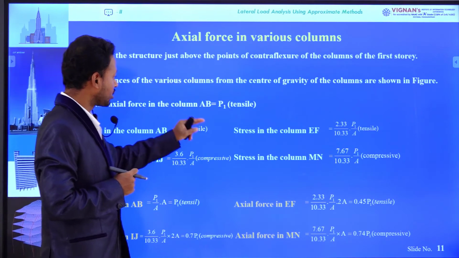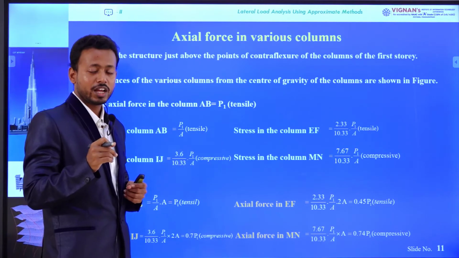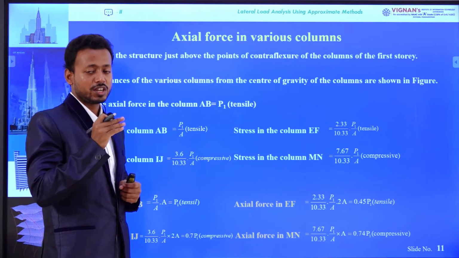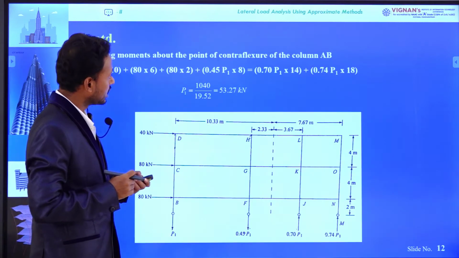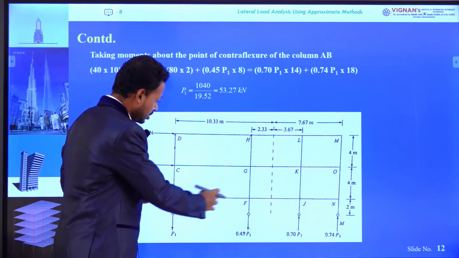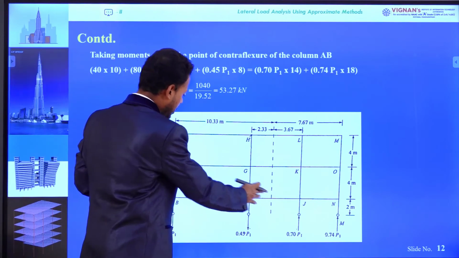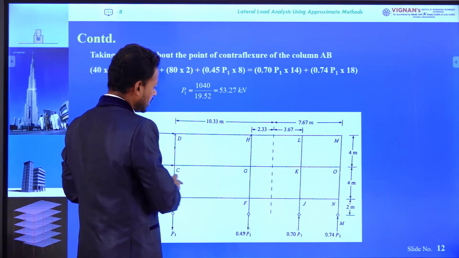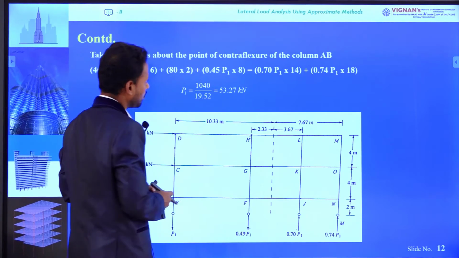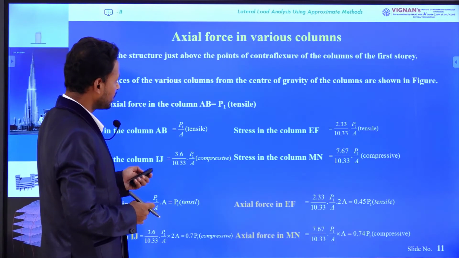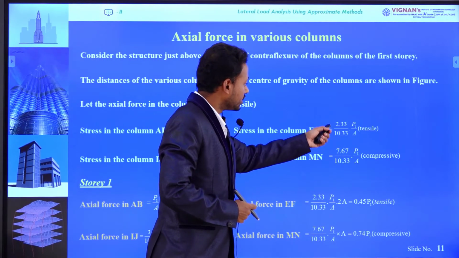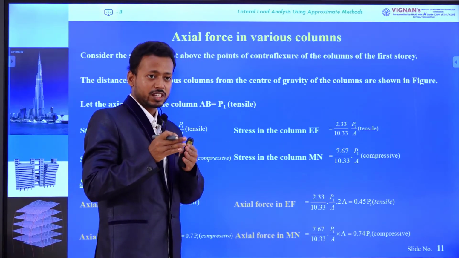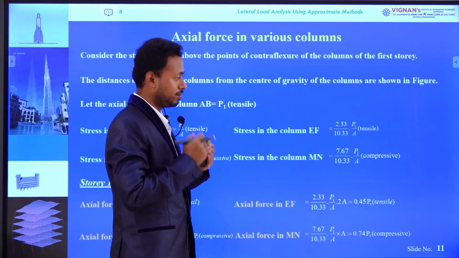Okay. Come to the next column, EF column. I told you that the stress will be proportional to the distance from the centroidal axis, right? As the columns go farther from the centroidal axis, the stress generated in that particular column is in the same proportion as the distance. So here we will see the distance proportion, the distance between the centroidal axis and that particular column.